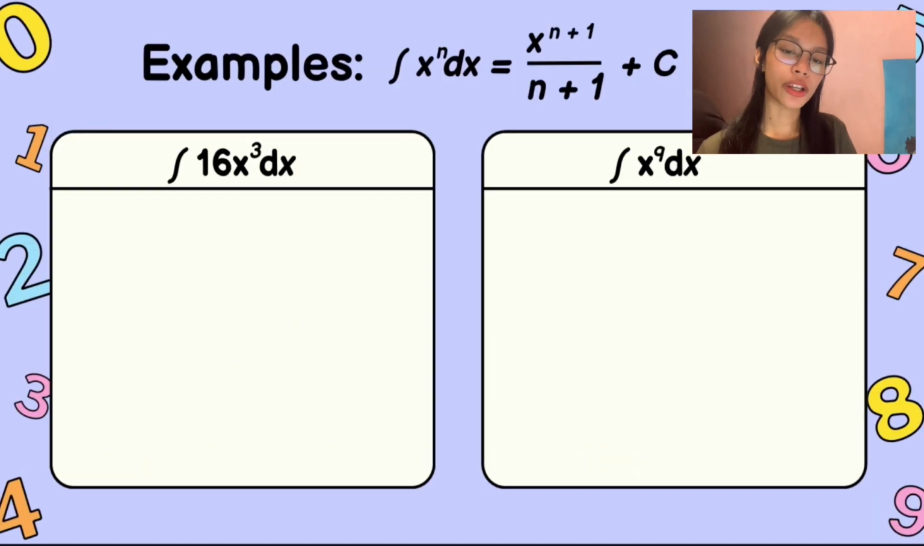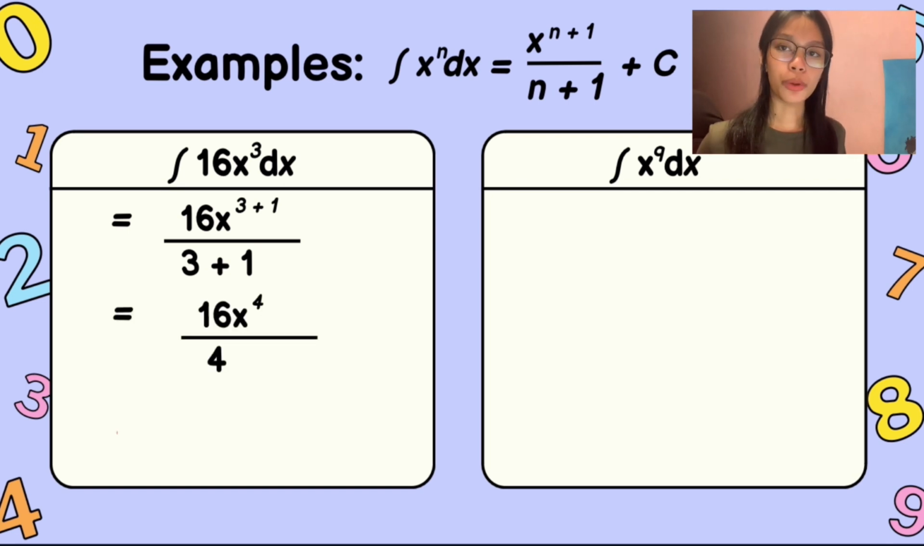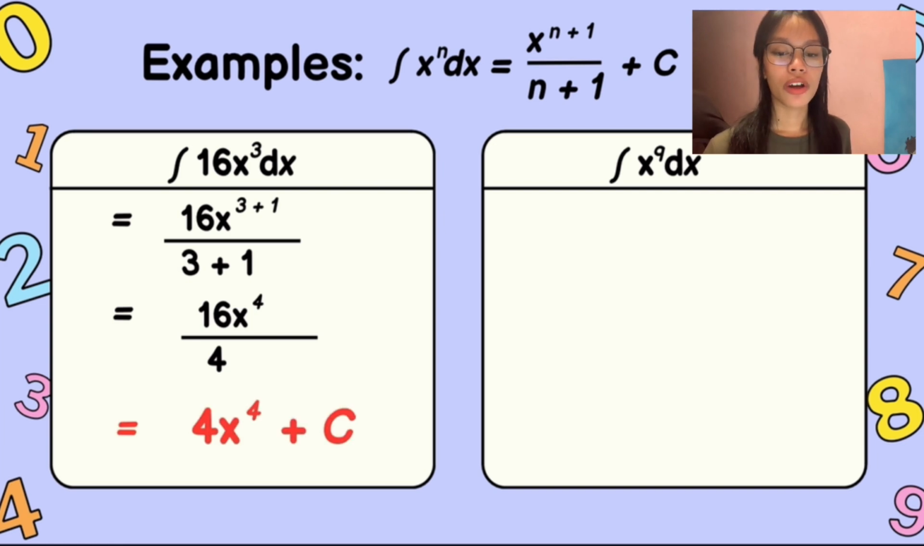For example, the integral of 16x cubed dx. You will only need to add 1 to the exponent and then divide by the exponent plus 1. After that, you will need to simplify. 16x raised to the power of 3 plus 1 over 3 plus 1 will now be equal to 16x raised to the power of 4 over 4. Since 16 is divisible by 4, we can simplify our answer like this: 4x raised to the power of 4 plus c.